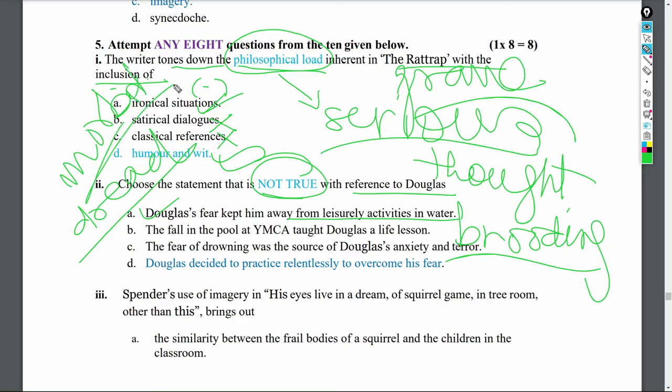Now let us see, the fall into the pool at once taught Douglas a life lesson. This is also correct. The fear of drowning was the source of Douglas' insight and terror. This is also correct. Douglas decided to practice relentlessly to overcome his fear. This is not correct. Relentlessly means continuously. That is not the case, once he is an expert and has overcome the fear, he will stop going for the exercise to overcome the fear of water. Let us see the next question.